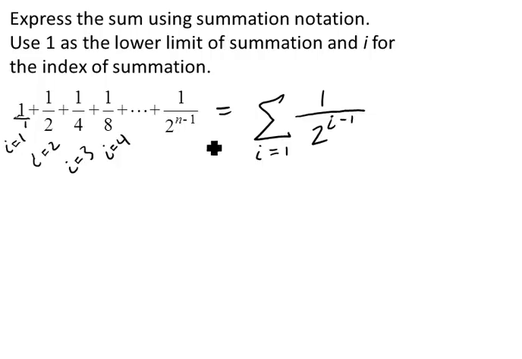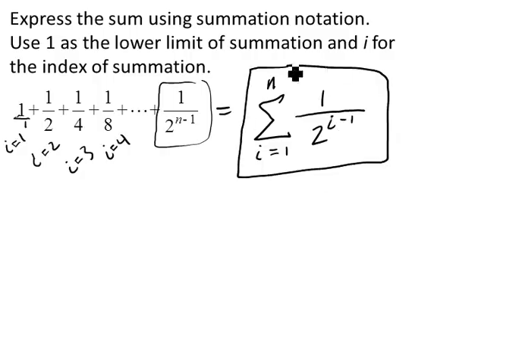So now looking at our formula, we want to stop when we get this expression here of 1 over 2 to the n minus 1. And I would get that if I plugged an n in for I. And so our upper limit of summation is n. So when we plug in n in place of I, we get 1 over 2 to the n minus 1. And so that is how we would write that expanded sum using summation notation.